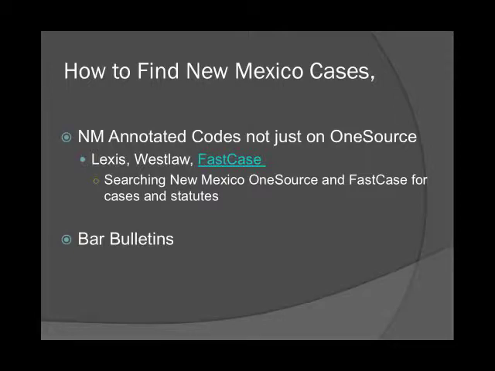Again, you can also find New Mexico cases using annotated codes, not just on OneSource. You can search Lexis, Westlaw, and FastCase as well for annotated codes. The annotations will be a little different sometimes. All of them, including FastCase, will provide annotations for case law. Searching New Mexico OneSource and FastCase as well as Lexis and Westlaw for cases and statutes. And you can also find things through bar bulletins.